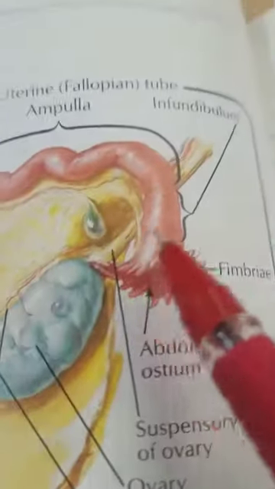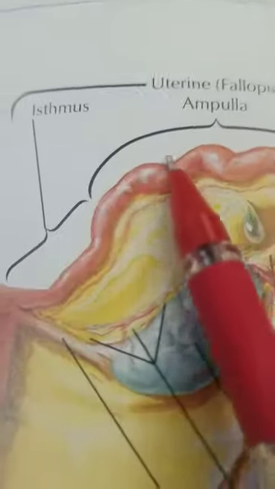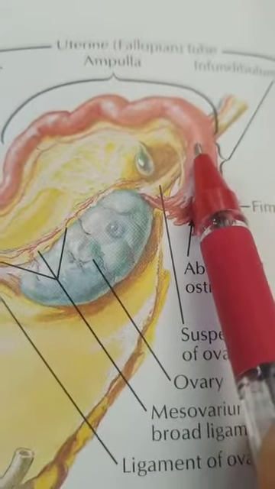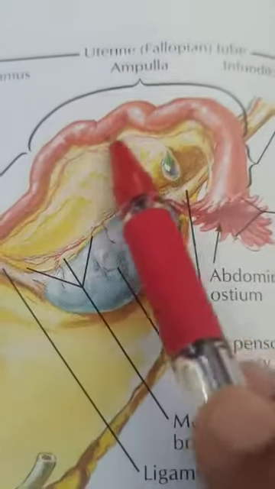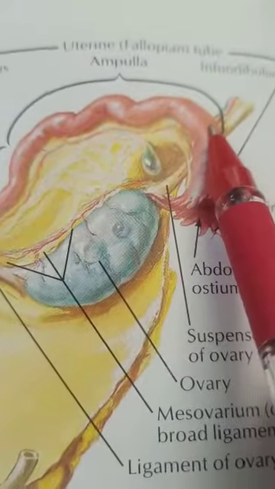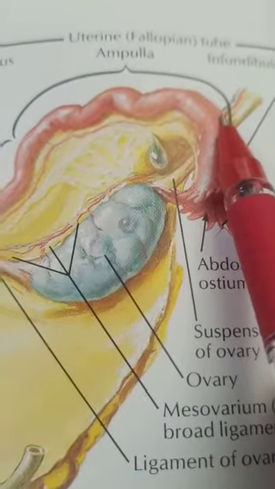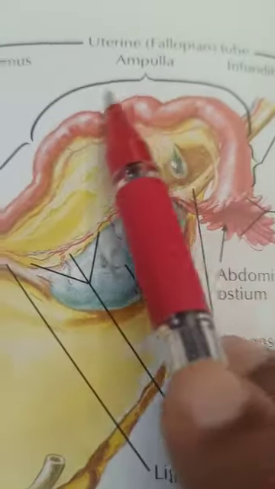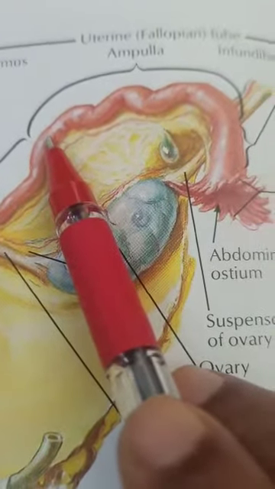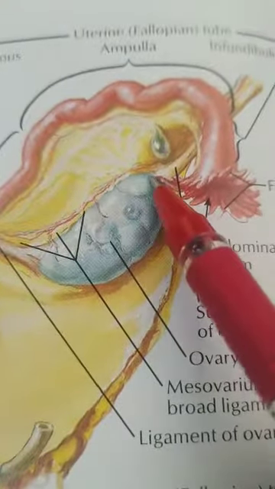Then the next part is known as the ampulla. This is the ampulla, the major, main part of the uterine tube. The part of the uterine tube medial to the infundibulum is called the ampulla. It is thin-walled, dilated and tortuous. It is not straight. It is about 6 to 7 centimeter in length, and it arches over the upper wall of the ovary.